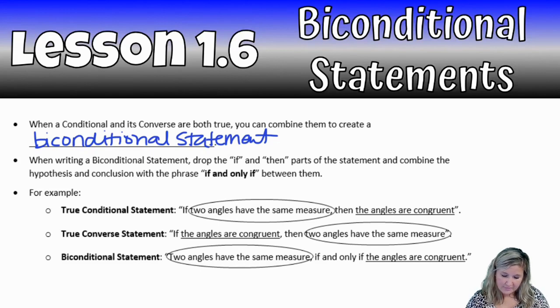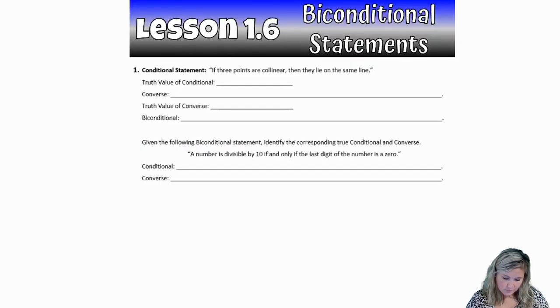So let's take a look at this here. If three points are collinear, they lie on the same line. So the value of this conditional: if three points are collinear, they lie on the same line. By definition, collinear means points on the same line. So this is true.